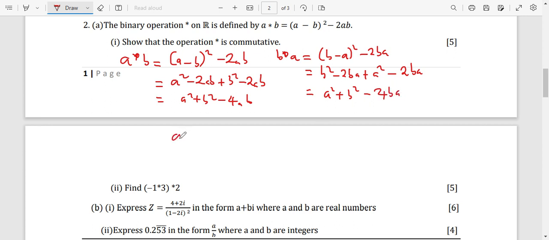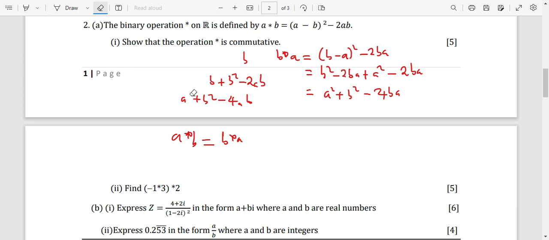So what are we able to see? a star b is equal to b star a. Therefore, the operation is commutative. If you don't write the last statement, you lose a mark again. Just writing since a star b is equal to b star a, then the operation is commutative, carries a mark. Please, every time they've said show or prove, you need to write the statement at the end if you want to gain the marks.